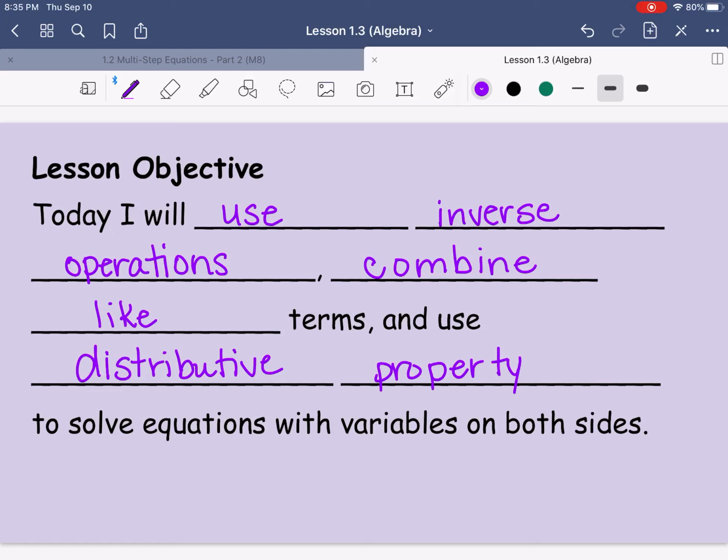So basically this lesson is taking what you did in 1.1 and 1.2 and combining it all together so that you're solving more complex equations. But we're still using those inverse operations.